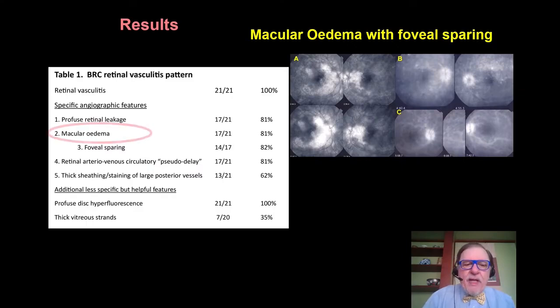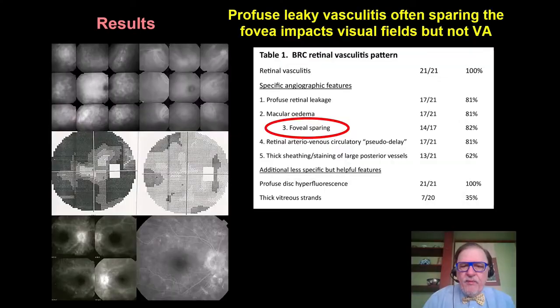Macular edema is present in 81% of cases also. And what is very specific of this macular edema is that very often it is sparing the central fovea, which is occurring in 82% of those patients that have macular edema.